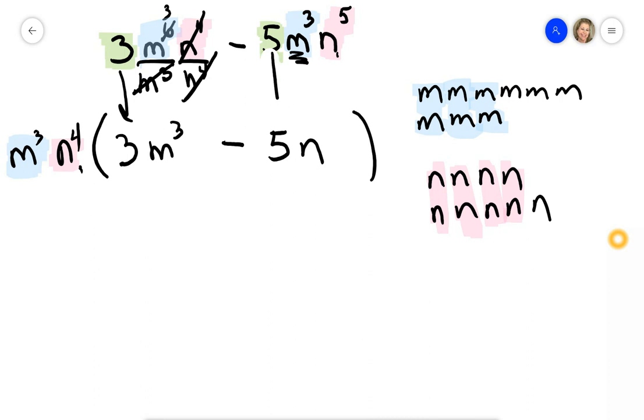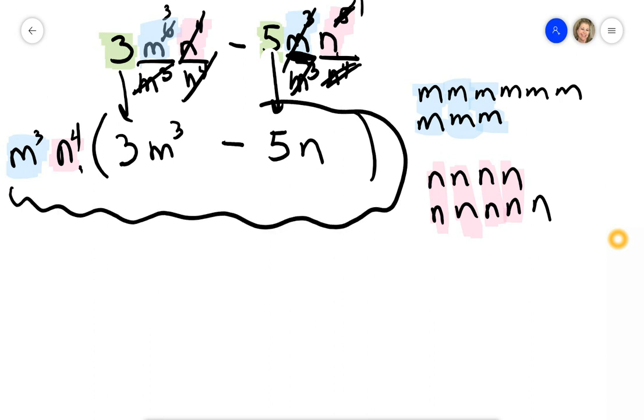And then over here, the 5 just stays there. M cubed divided by m cubed cancels out. And n to the 5th divided by n to the 4th, these 4 cancel out 5 of these, leaving you with 1. But n to the 1 is just an n. And this is my factored answer.